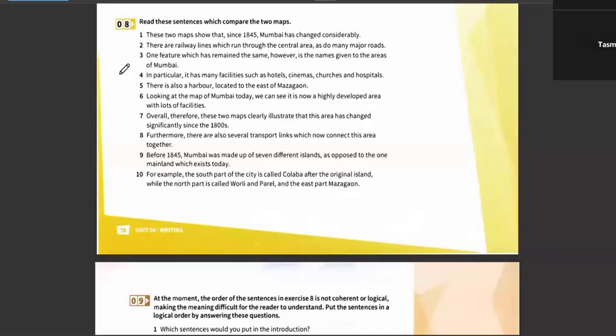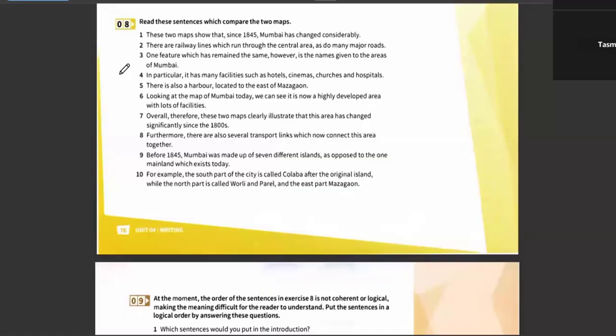So for the second paragraph, where you have to describe what remains the same, which numbers should you include? Firstly number three and then 10. Very good, right. So first you have to mention number three, where it says that one feature which has remained the same, however, is the names given to the areas of Mumbai.